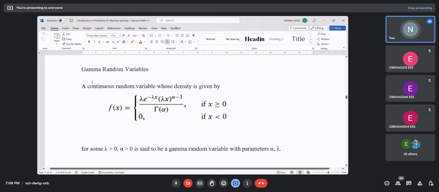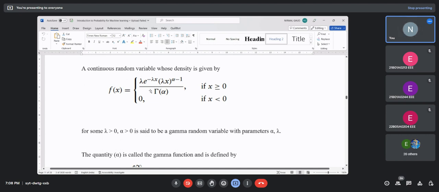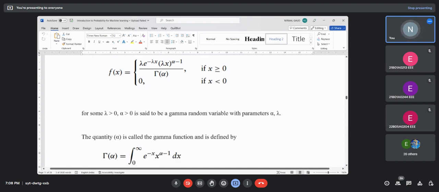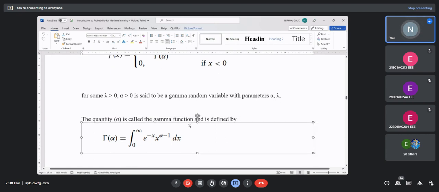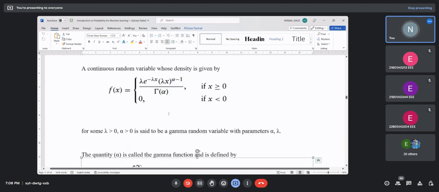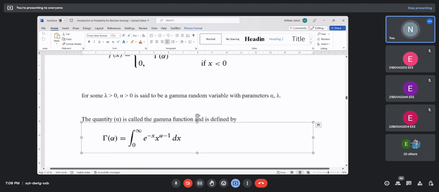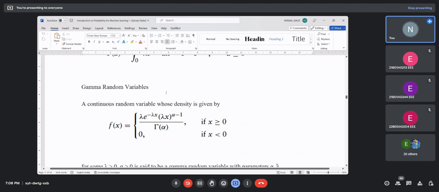One of the other variables is the gamma random variable, and the formula for the gamma random variable is lambda e to the power minus lambda x, x to the power alpha minus 1, divided by gamma of alpha. And here the value of x should be greater than or equal to 0, and 0 if the value of x is less than 0. Okay, so here is a quantity alpha. There are two parameters, alpha and lambda here. This is quite a complex gamma random variable, no? It's quite complex in nature.